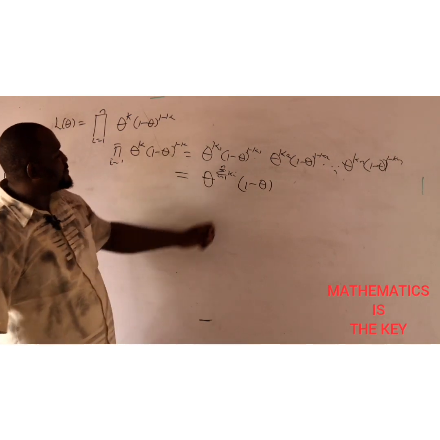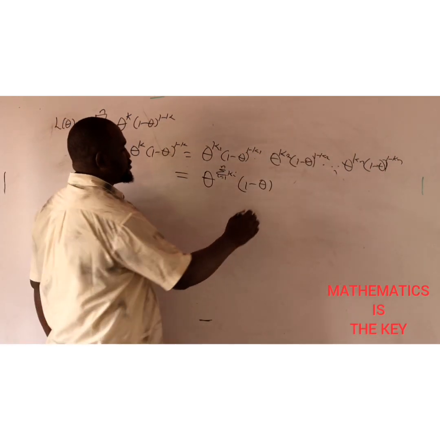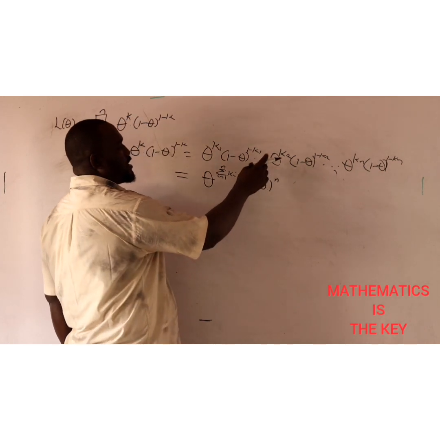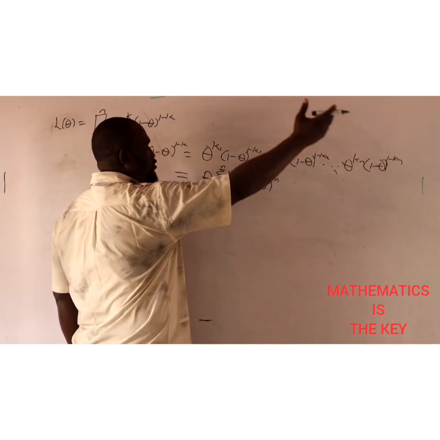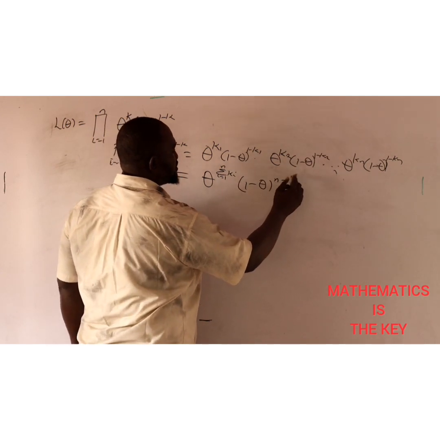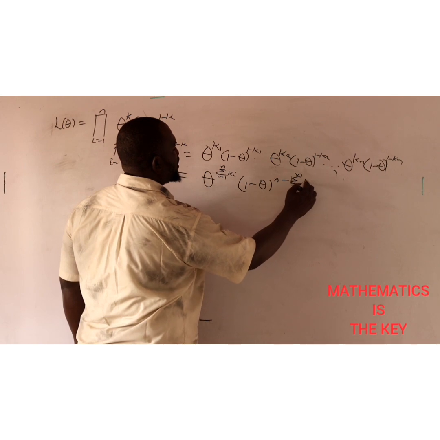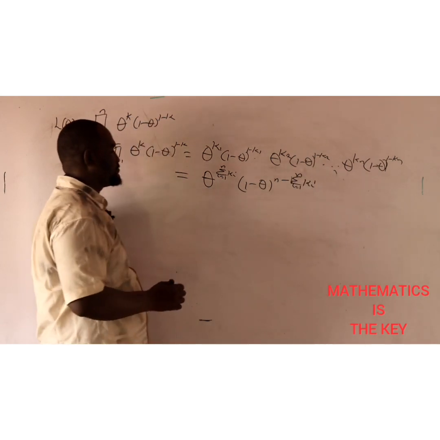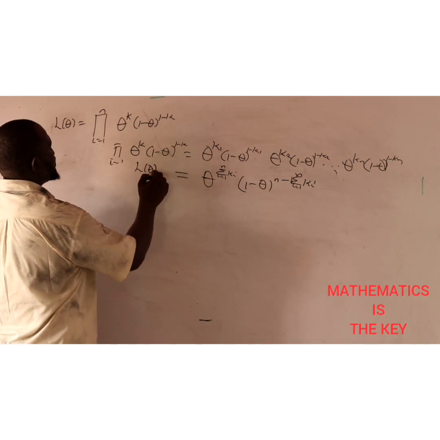Now we have to add the powers. 1 plus 1 plus 1 up to n times is going to be n. Then here we have minus k1 minus k2, or we can say k1 plus k2 plus up to kn, which is just the summation from i equals 1 to n of ki. This is our likelihood function.